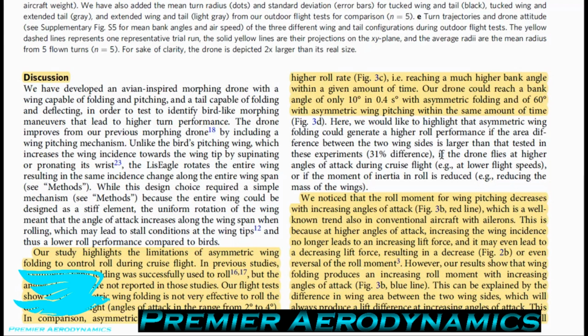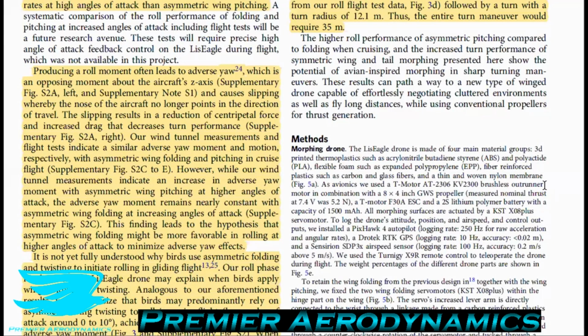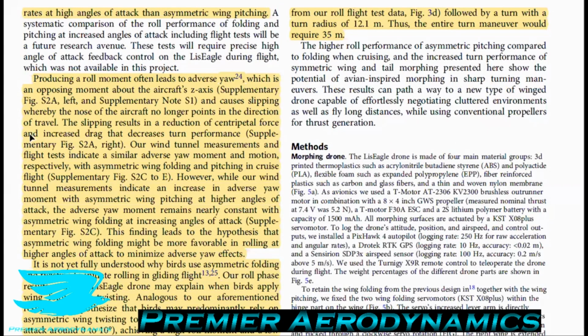However, our results show that the wing folding produces an increasing roll moment with increasing angles of attack. This can be explained by the difference in wing area between the two wing sides, which will always produce a lift difference at increasing angles of attack. This finding suggests that asymmetric wing folding leads to higher roll rates at higher angles of attack than symmetric wing pitching.